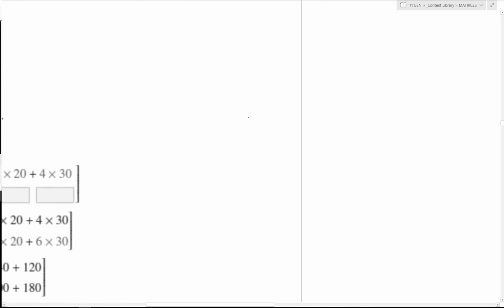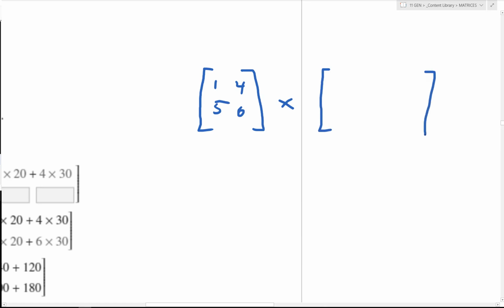Let's say I make up my own matrices. Let's go with a 2 by 2: 1, 4, 5, 6. And we'll multiply it with a 2 by 3: 7, 1, 2, 1, 0, 4. Let's just go with that.